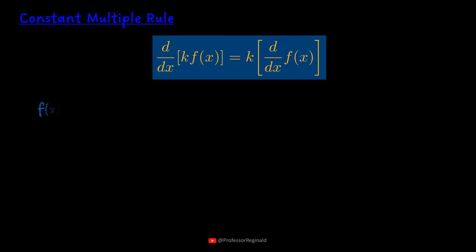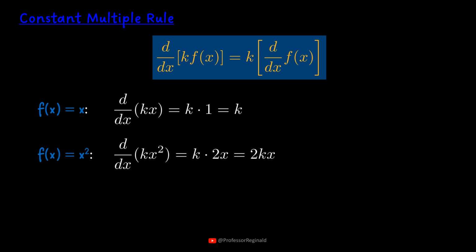If f of x equals x, the derivative of kx with respect to x is equal to k. If f of x equals x squared, the derivative of kx squared with respect to x is equal to 2kx.